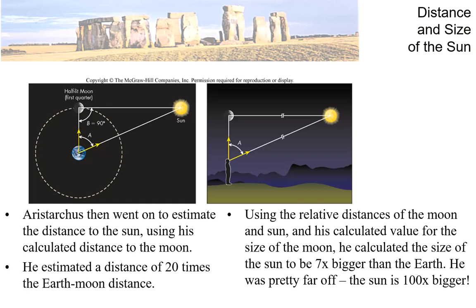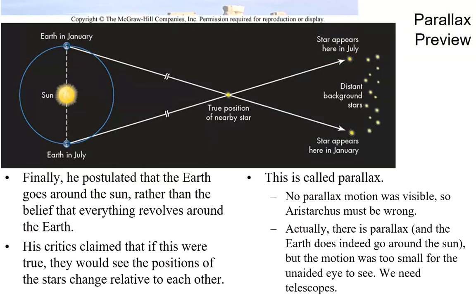I'm thinking about that. I'm like, oh my gosh. Anyway, so he came up with the sun is only about 7 times bigger than the Earth. It's only about 20 times farther away than the moon. Those are not good. But he did some good work.